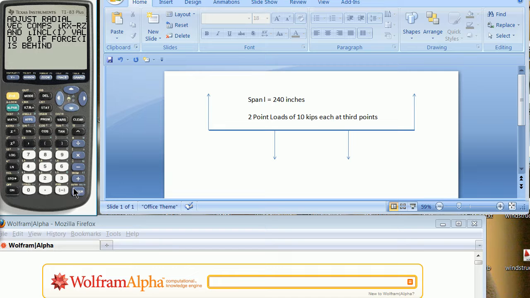The instruction is that you want to adjust your radial vectors and also include a list called include I, where you set it at 0 if you want to ignore the force. So in this case, we're going to hit clear or enter. Let's say we want to calculate at this point the force or the reaction here, maybe in the middle, 240 at 120.